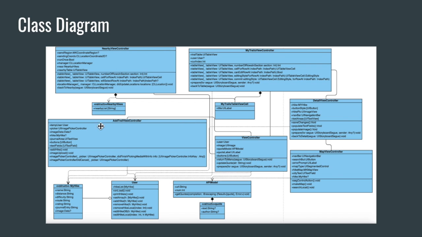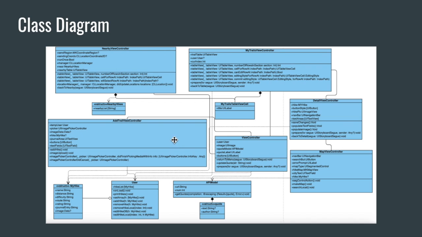Then just to jump back over here into the Add Trails view controller, this pretty much does exactly what the title says. If you click on this, it'll have a bunch of text fields, and this is where the image picker controller is implemented for the user to upload images and add details to hikes that they have done, even write a journal entry describing the hike and their experience with it.